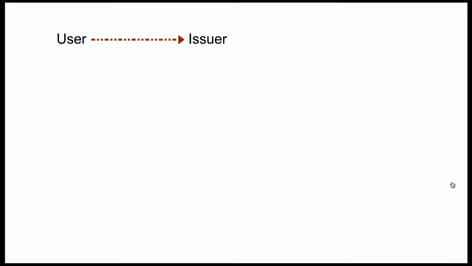So here, the user is the active side and the issuer is the passive side, because the user is doing something to set up this connection and the issuer is not doing anything here. So user is the active side and issuer is the passive side.